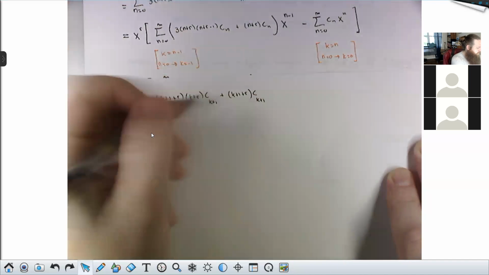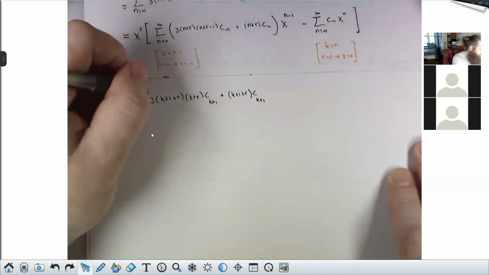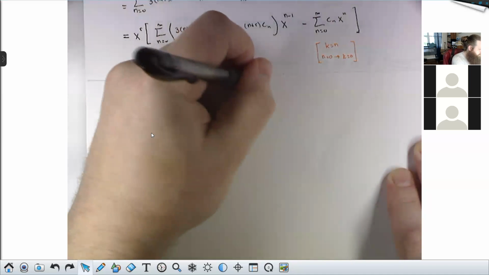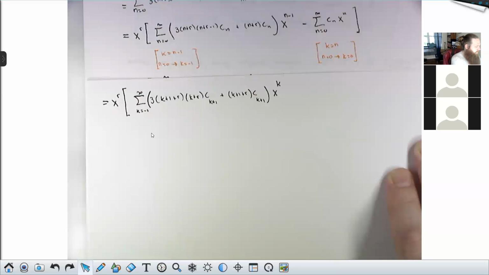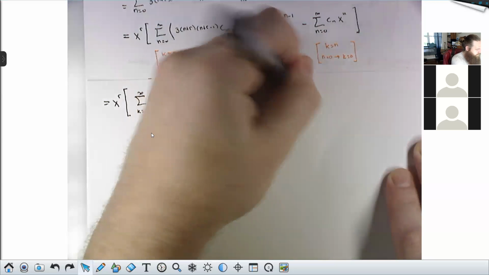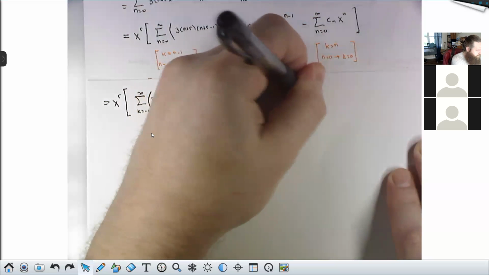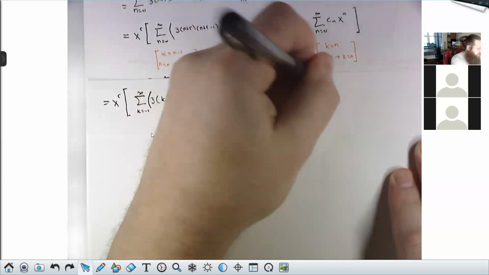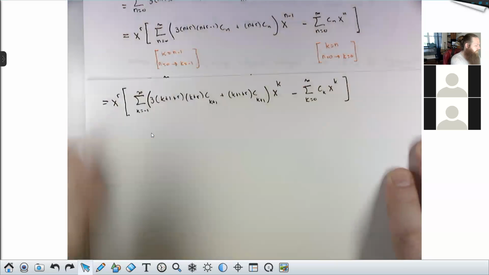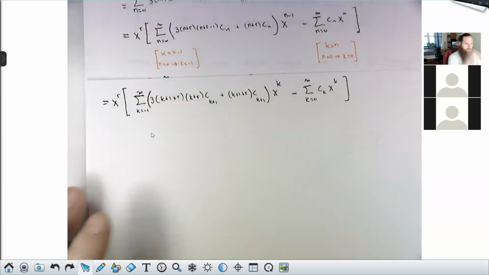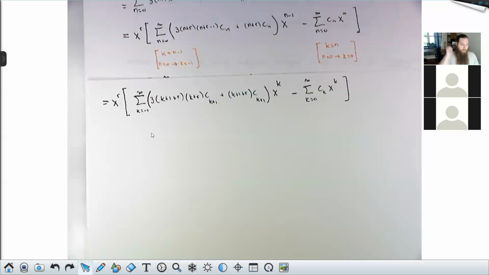I suppose I could factor those out. So we have this whole thing times x to the k. And then from the second series, we just have sigma k equals 0 to infinity ck x to the k. So there's the index shift. But this looks weird, right? And also it's not the same as this.